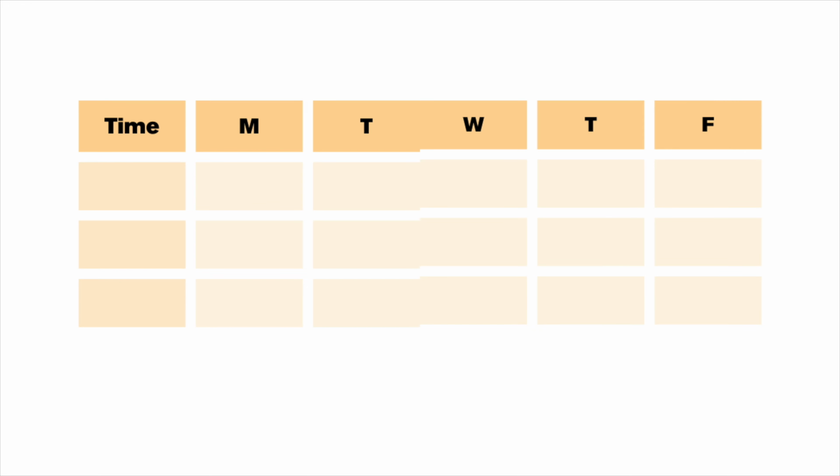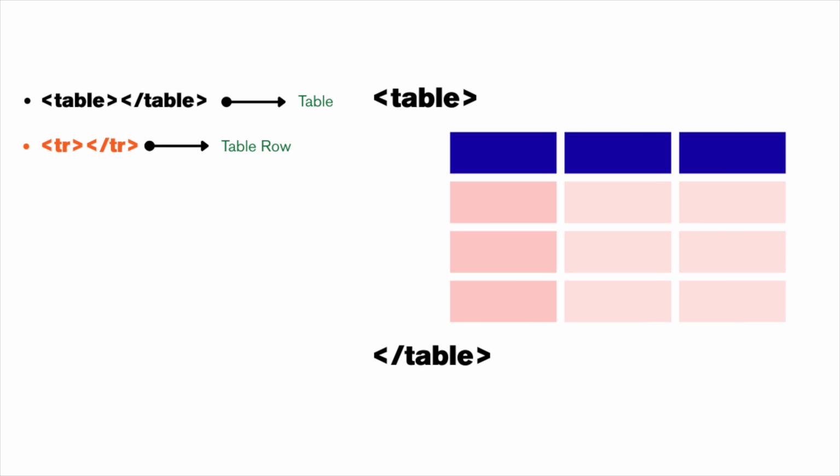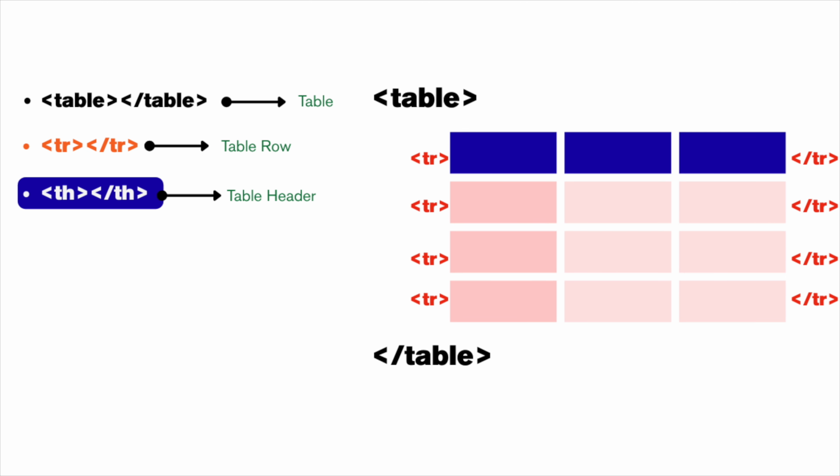In HTML, a table has a few main parts. The table tag means this is a table. The TR tag means table row. The TH tag means table header. These are the titles. And the TD tag means table data.